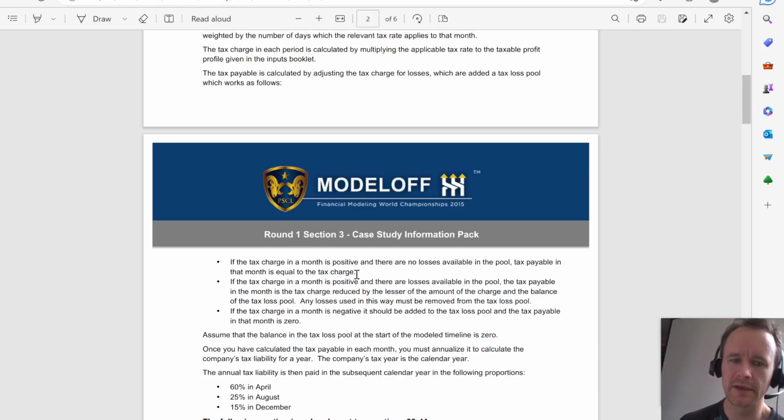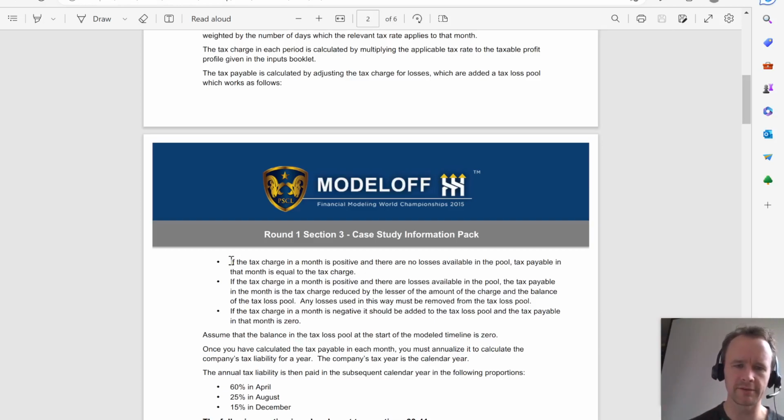If the tax charge in a month is positive and there are losses available in the pool, the tax payable in the month is the tax charge reduced by the lesser of the amount of the charge and the balance of the tax pool. So in other words, you can reduce it as much as to zero if there's enough in the tax loss pool to do that. Any losses used in this way have to be removed from the tax loss pool, and if the tax charge in a month is negative, it should be added to the tax loss pool, and the tax payable in that month is zero.